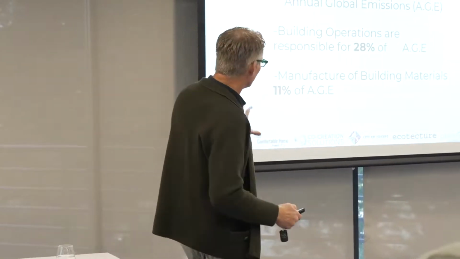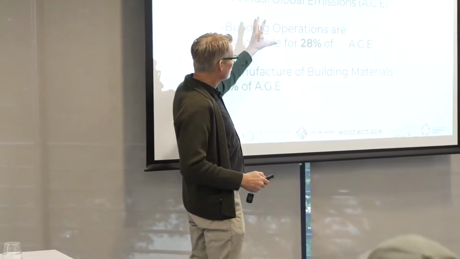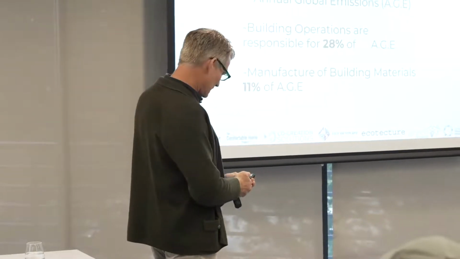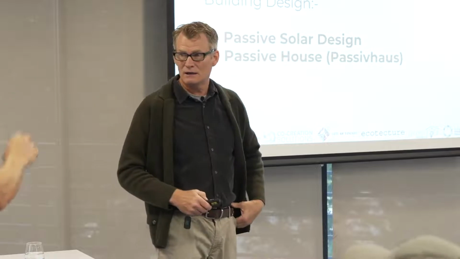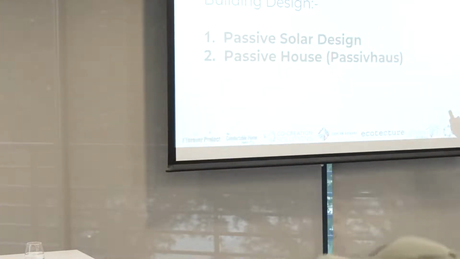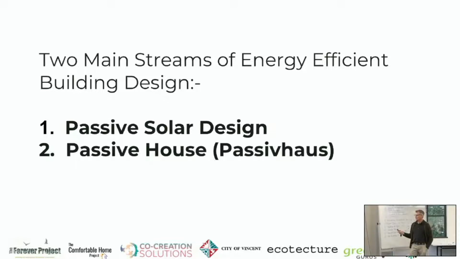So you can see that if you look at that, how we use our buildings is around 30% of the world's emissions, which is just such a large number. So there's two main streams for designing an energy efficient building or home, and that's passive solar design and passive house. So I'm going to unpack those for us today.